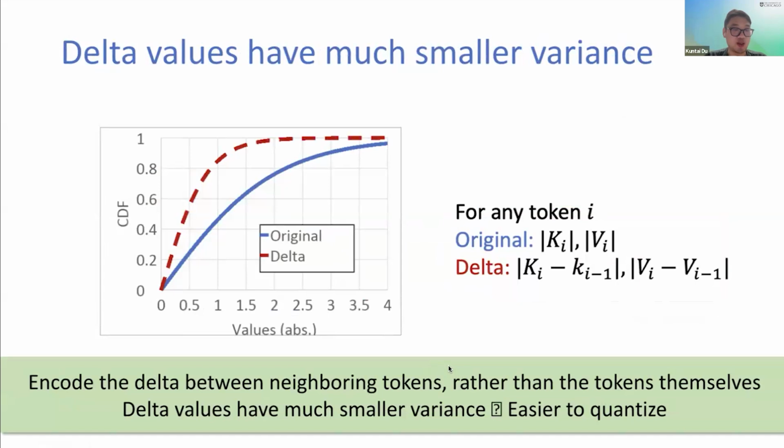More precisely, if we take the delta between the KV cache of token i and token i minus one, we see that the distribution is much closer to 0 compared to the original distribution, which means that it can be more easily compressed.